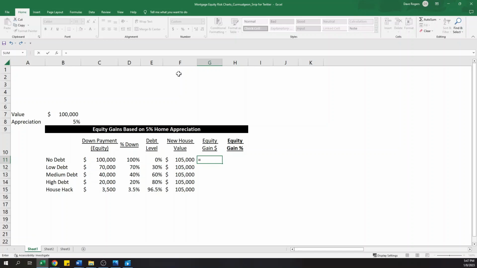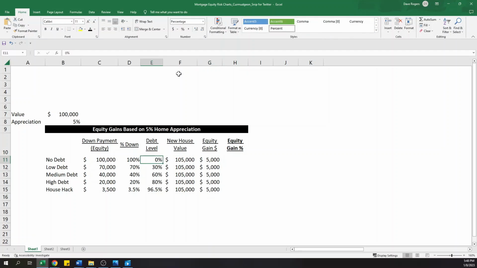So our equity gain is going to be exactly the same throughout. Our equity gain is going to be the new house value, which is $105,000, minus our initial value, which was $100,000. So when we calculate this for each of the examples, it's a straight $5,000. The equity gained is the exact same. So we're going to see how the amount of debt we have right here, 0, 30, 60, 80, or 96%.